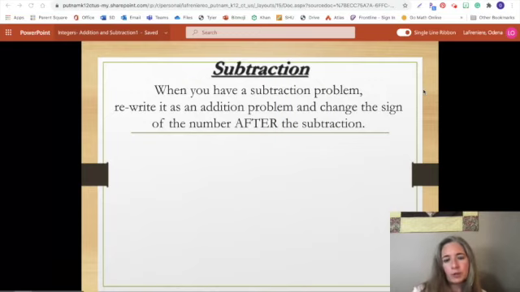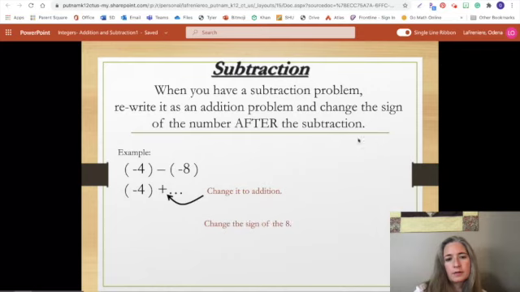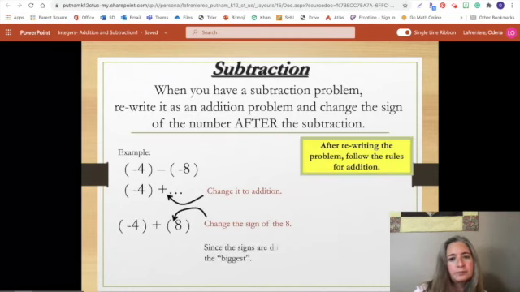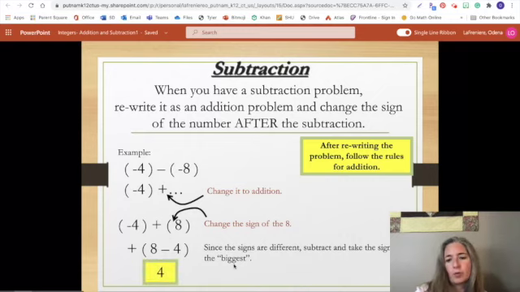So looking at the rule, what that means is that if we have a problem like this, and this is really the best time to use the rule, you're going to change the subtraction to a positive, and then you're also going to change this number's sign. So if it's negative, you're going to change it to a positive. And then you just use the rules for adding with integers. So in this case, you would subtract them, and since 8 is bigger, it would be 4.